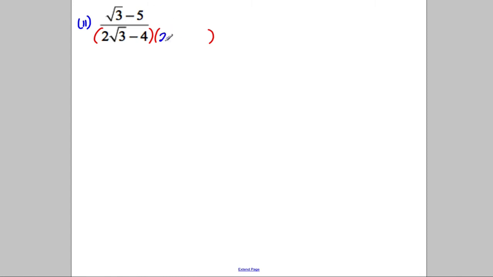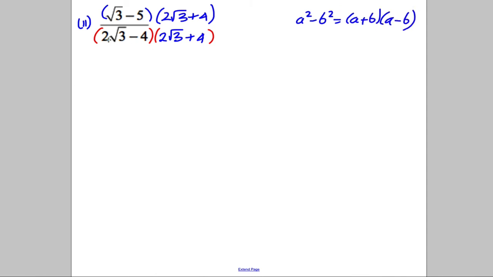So we're going to multiply top and bottom by 2 root 3 plus 4. And we're going to multiply the top, I'm going to put brackets around the top, by 2 root 3 plus 4. Because we're using the result that a squared take away b squared is a plus b, a subtract b, the difference of 2 squares. Now, I've got a difference of 2 squares on the bottom. 2 root 3 take away 4, multiplied by 2 root 3 plus 4.